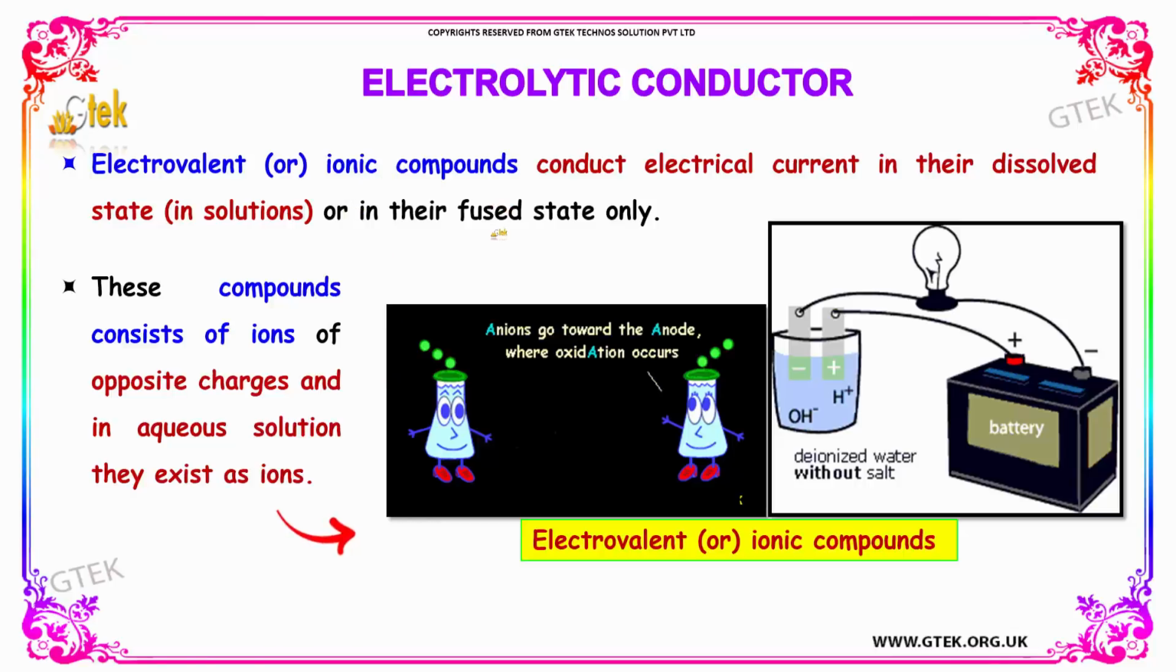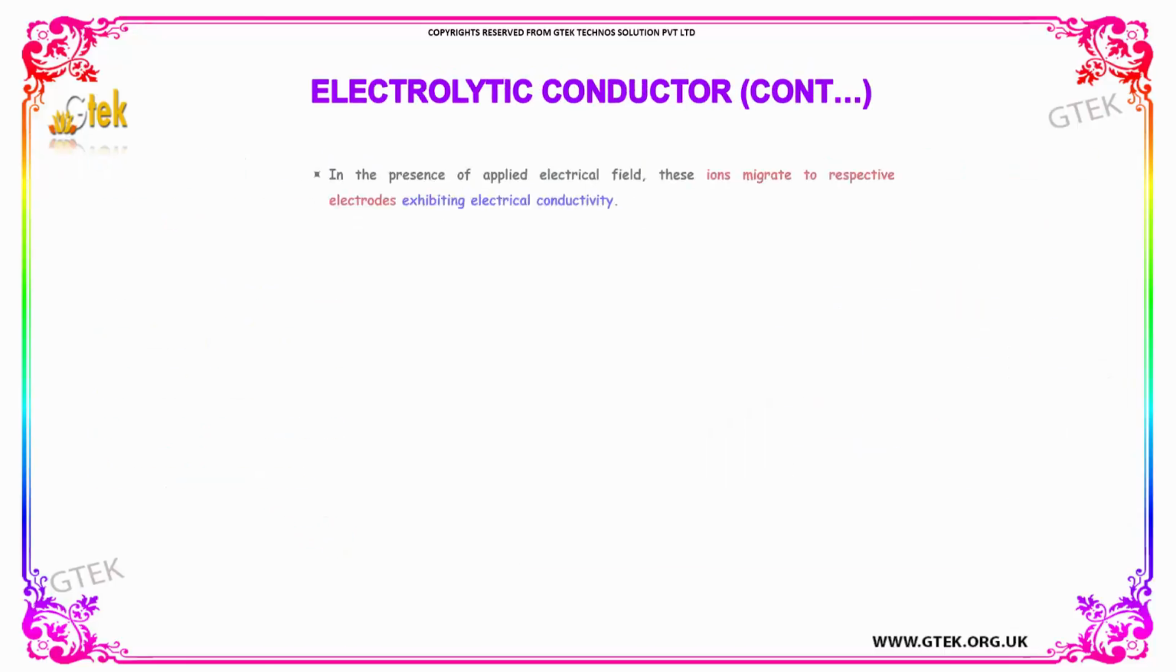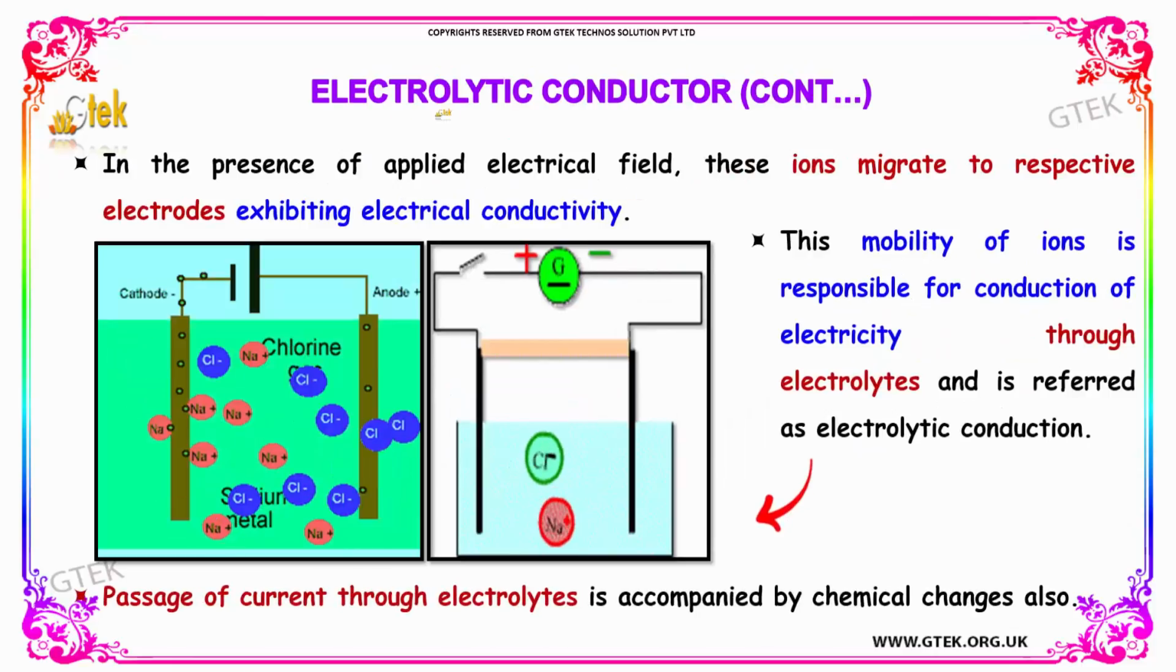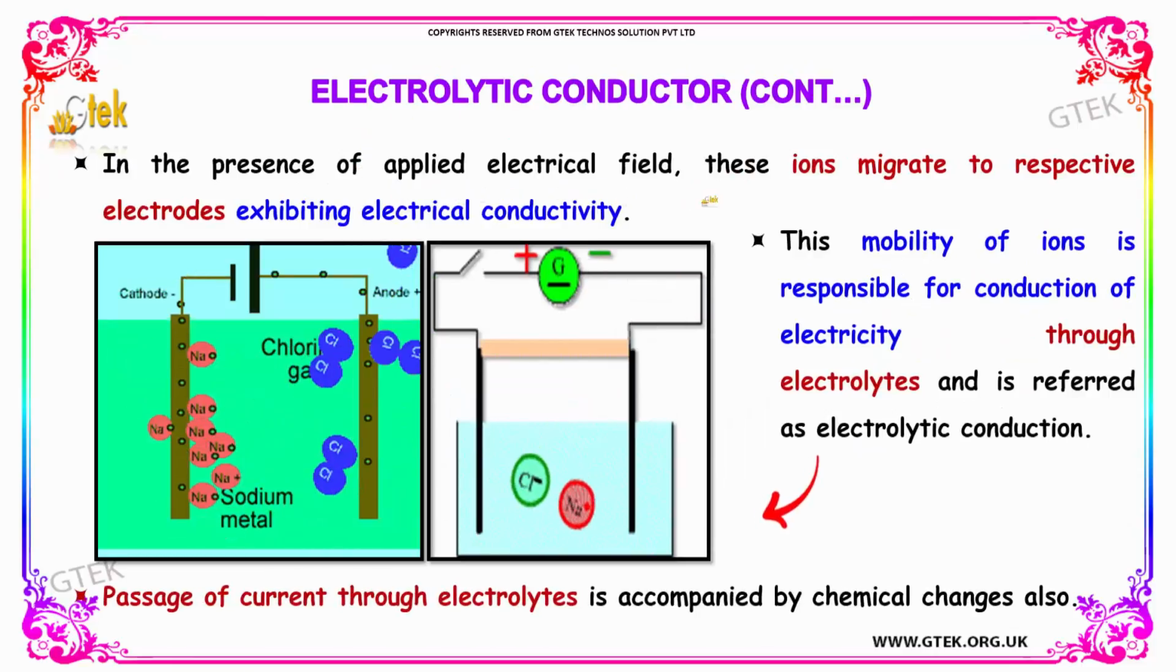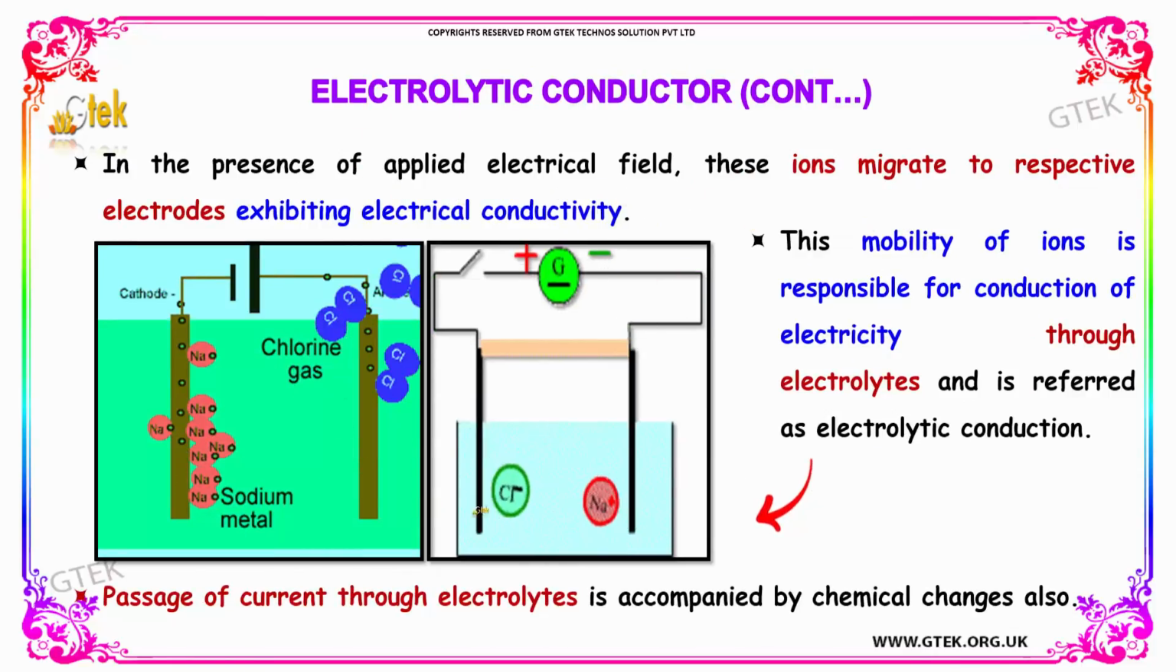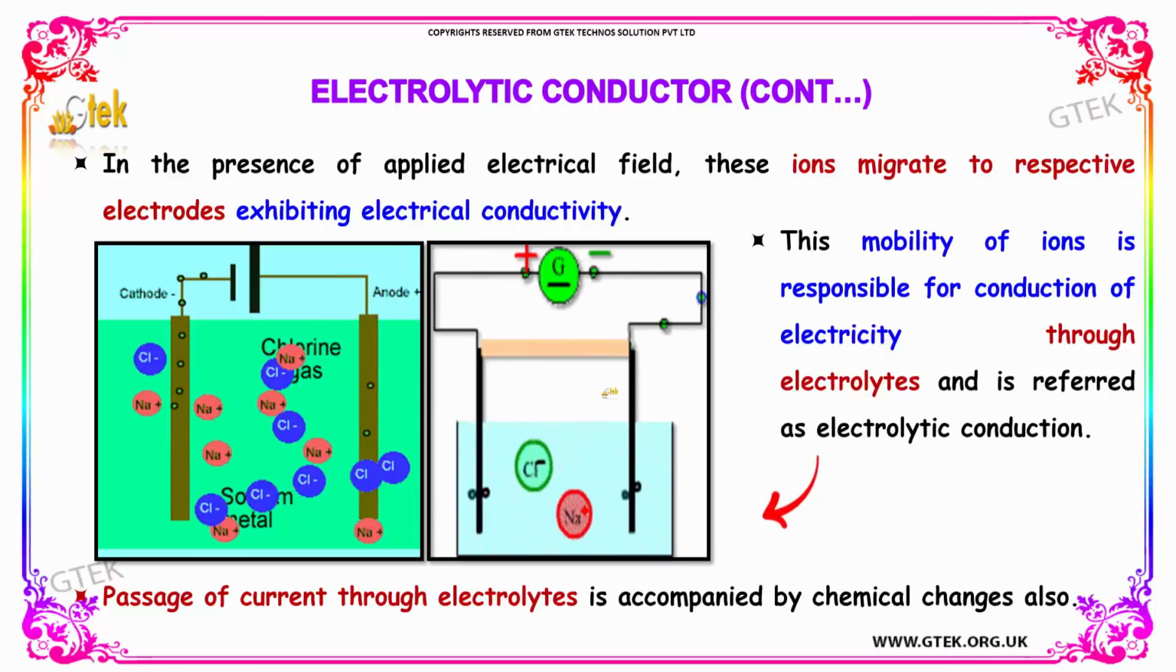Electrovalent or ionic compounds conduct electrical current in their dissolved state or in their fused state only. These compounds consist of ions of opposite charge, and in aqueous solution they exist as ions. In the presence of an applied electrical field, these ions migrate to the respective electrodes, exhibiting electrical conductivity.